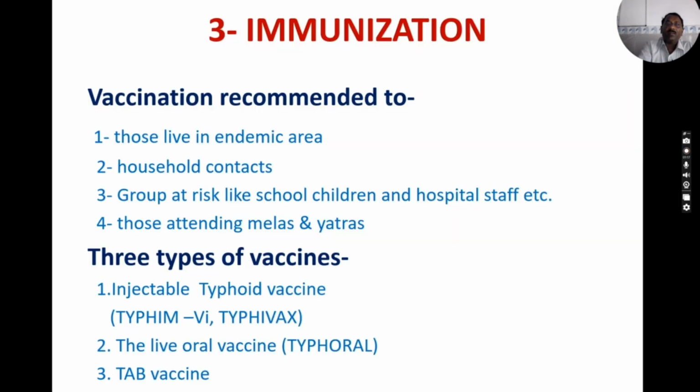public point. Immunization: vaccinations are recommended to those living in the endemic areas like all of us, household contacts, groups at risk like school children and the hospital staff, those attending the melas and the yatras. There are 3 types of vaccines. Injectable typhoid vaccine, Typhon V1 is now available. I told you the cost is also 1,500 rupees to 2,000 rupees. Live oral vaccine and the TAB vaccine.